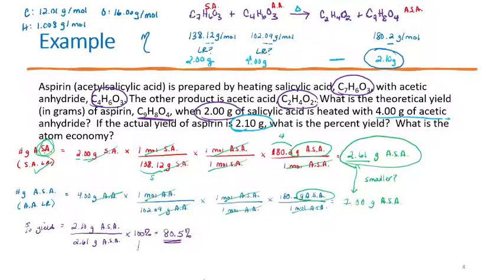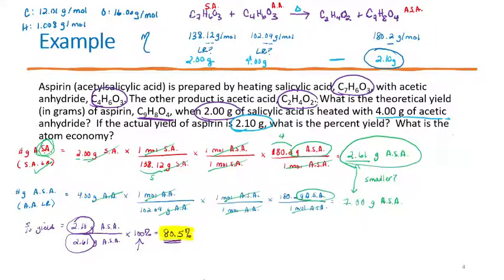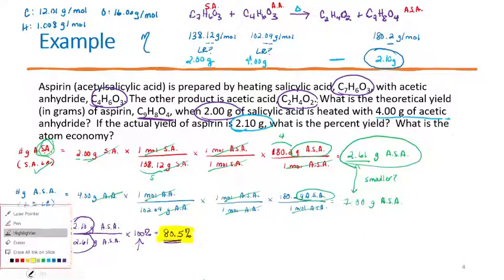The percent symbol, this does not limit sig figs. This has 3 sig figs and this has 3 sig figs, so my final answer needs to have 3 sig figs. So percent yield, 80.5%.